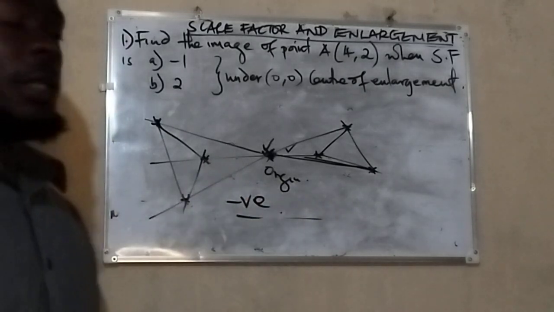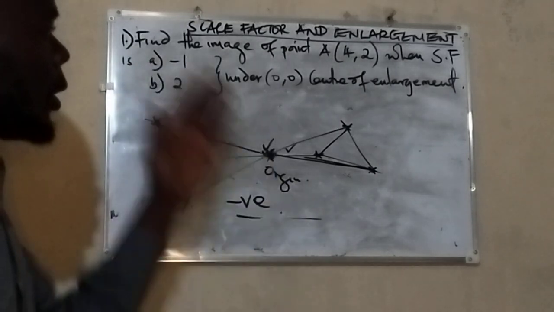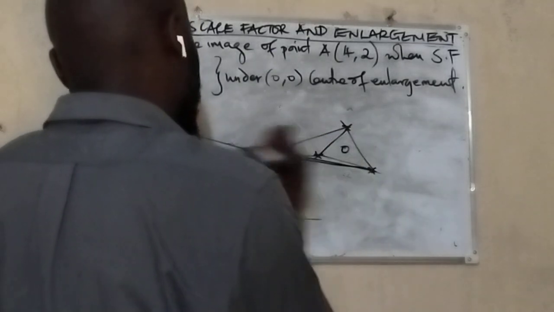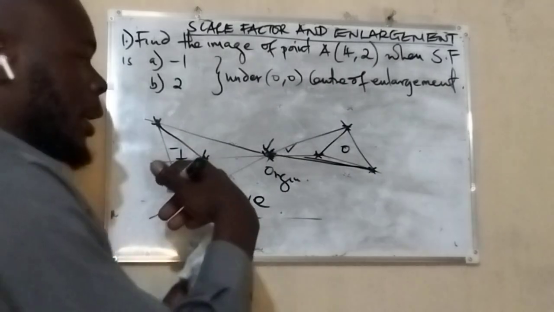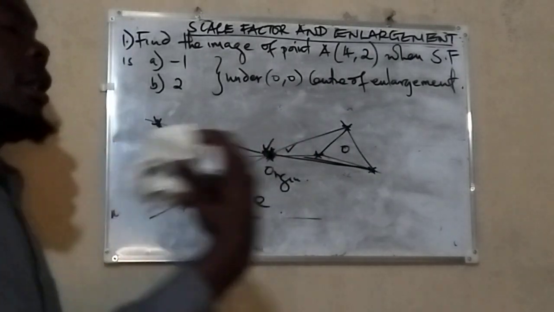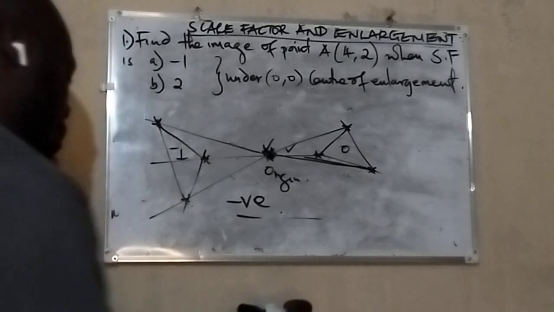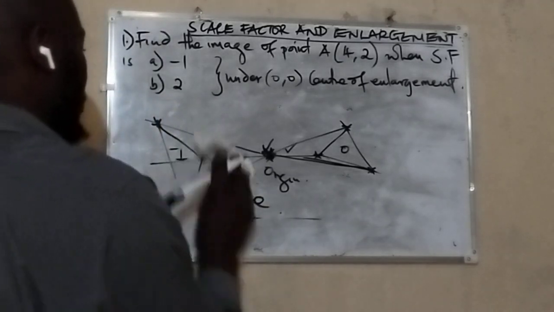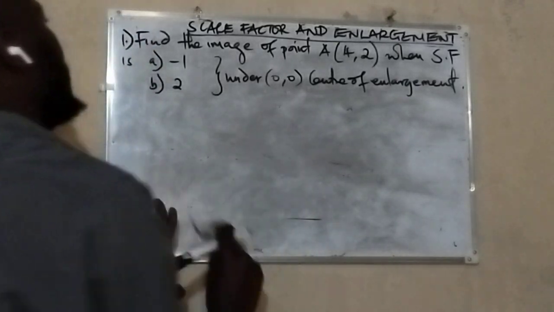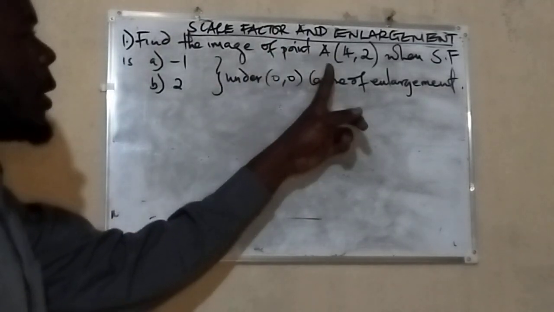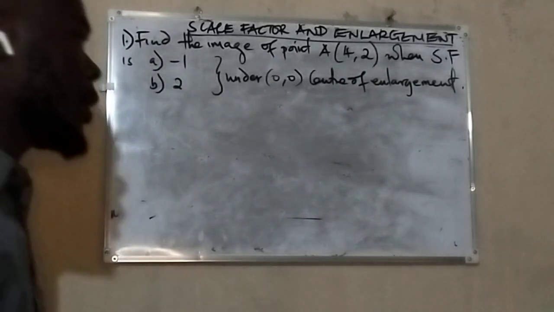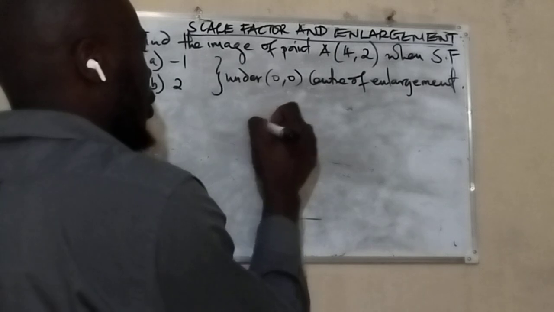Bearing this in mind, you know how to tackle such a question. You know that for negative, object and image are on opposite sides, and the center of enlargement is in the middle. For positive, they are on the same side. So let us now handle this question and see how it is. Find the image of a point 4, 2 when the scale factor is negative 1, under 0, 0. So the origin is 0, 0.